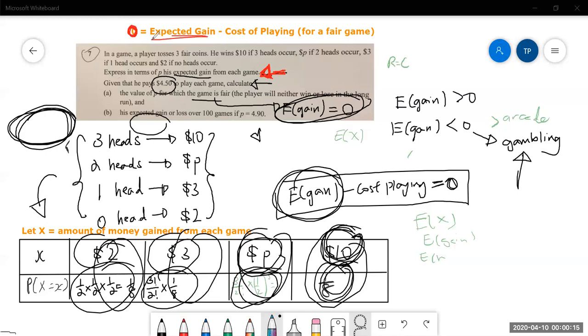Yeah, the expected gain will be $2 times 1 over 8, $3. But then what's the expected return? Okay, by right, I don't know why this question is phrased like that. By right, this should be return. Then should I just change it? You can, because you should change it. Okay, yeah, let's change it. Wait, let me tidy this up first.